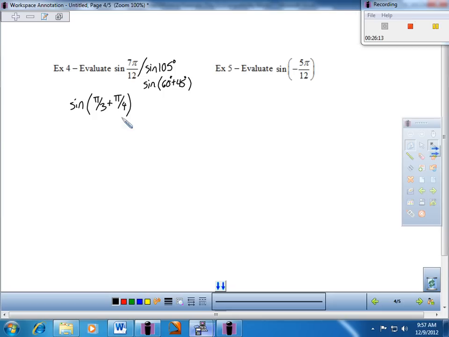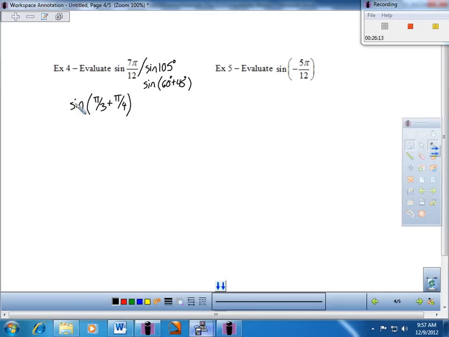Hoping everybody sees that. So again, this right here helps me get this piece right here. That's what I'm after when I say sine of 7 pi over 12. 7 pi over 12 is really pi over 3 plus pi over 4. So what I'm doing is combining two angles together that I know a lot about to get a third angle. I'm hoping everybody is in agreement that this is some formula for sine.